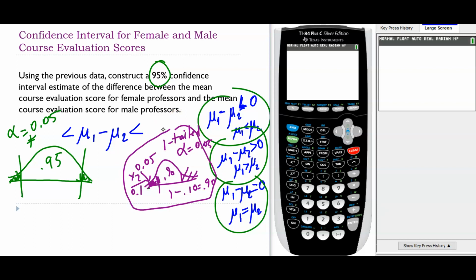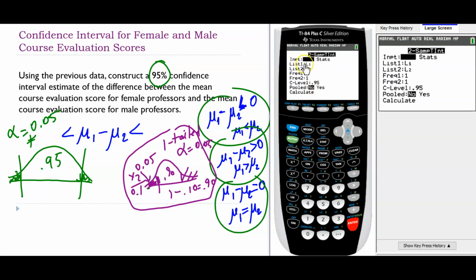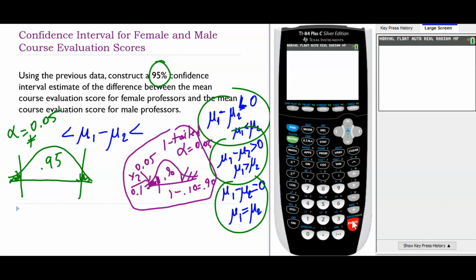Okay, now let's go back to our problem. And we're going to use the graphing calculator first. Go to Stat, Test, go down to 2-SampTInt, click Enter. Make sure that you enter the data because we have a choice: either use data values or use stats. We're going to use data from list 1 and list 2. Leave the frequency the same. Confidence level 0.95.